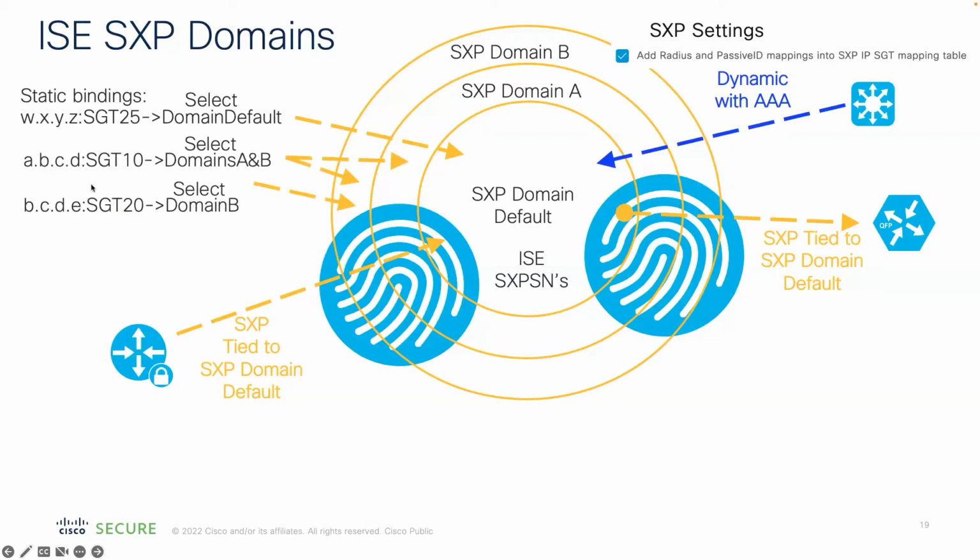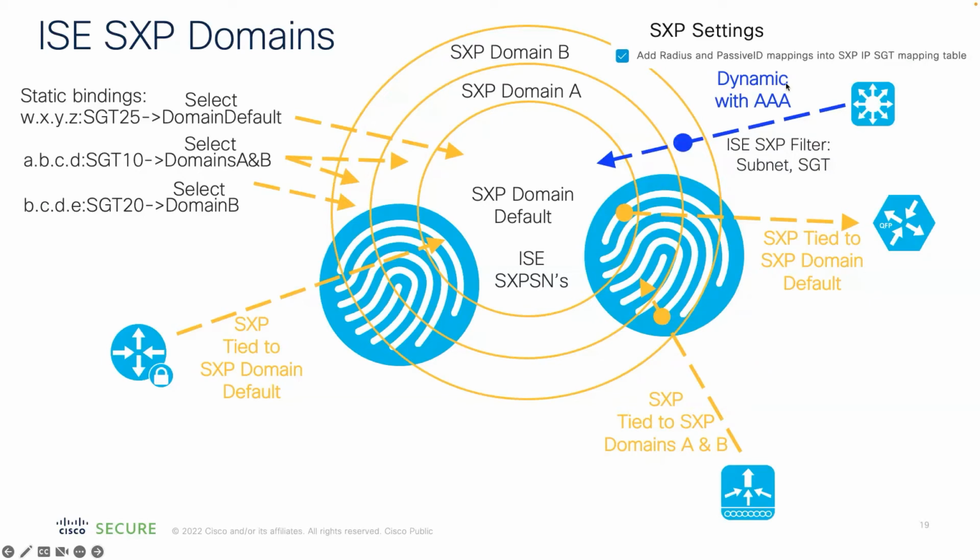You could have static mappings here. You can send mappings to multiple domains. So this ABCD is going into domain A and domain B, and this second mapping is just going into domain B. If you have an SXP connection that's a listener on ISE, you can terminate that in domain B if you want. You can also terminate it in domain A. So all the mappings coming in could go in both those domains.